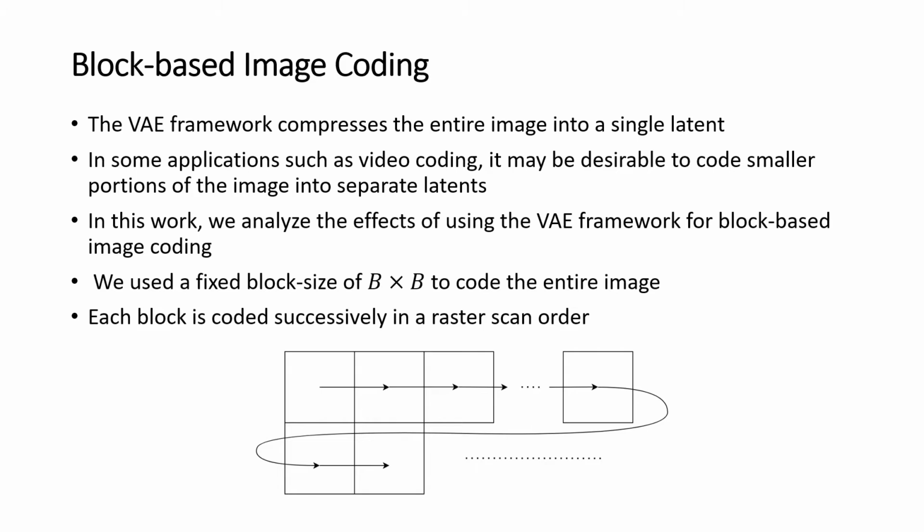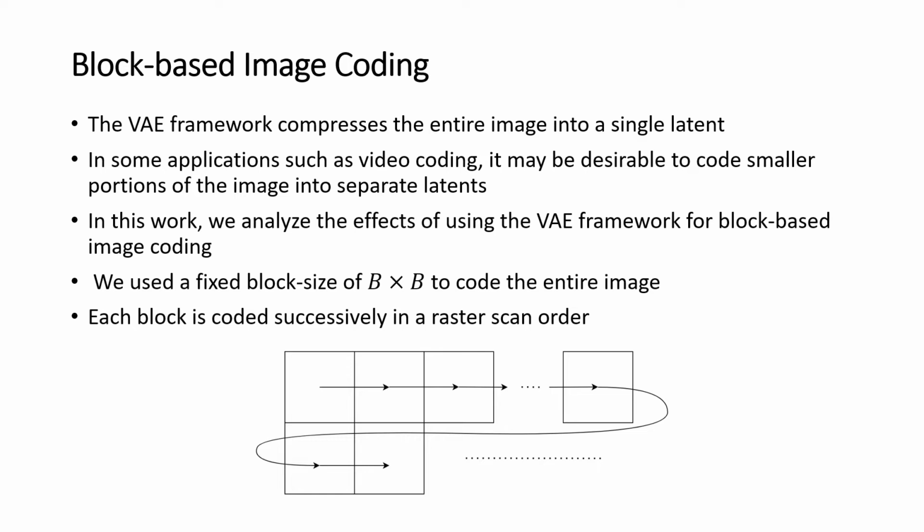The VAE framework compresses the entire image altogether into a single latent. But in some applications, such as video coding, it may be desirable to code smaller portions of the image into separate latents. In this work, we will analyze the effect of using the VAE framework for block-based image coding, where we use block sizes that are much smaller than the image size.